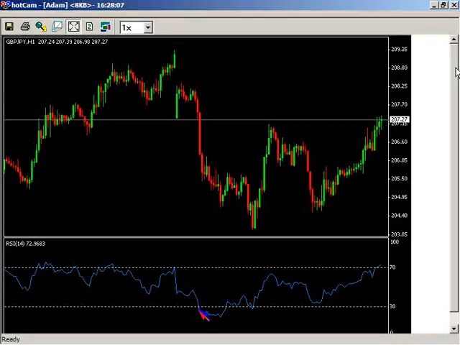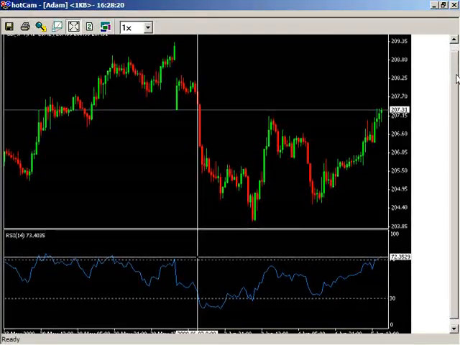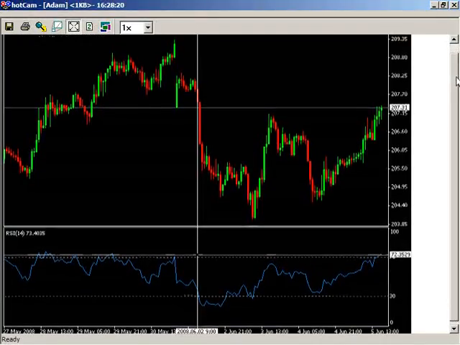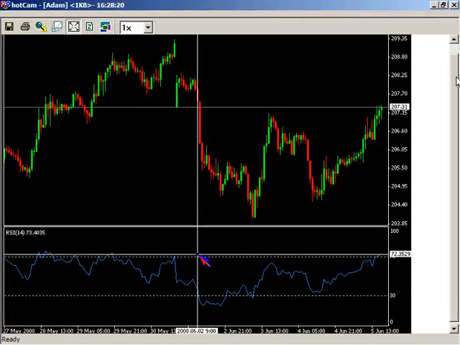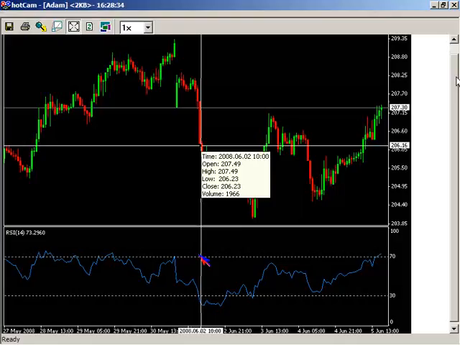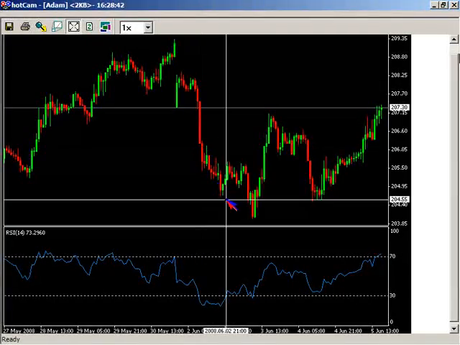The RSI initially crosses below 30 over here. Let's place this little mouse over there. Alrighty. The RSI crosses below 30. Excellent. Is the market at a new low? Yes, indeed it is. Did the candlestick close at a new low? Yes, it did. Is the market during an active period of time? I believe it is as well. Selling short at 206, the closing price of this market is 206.23.